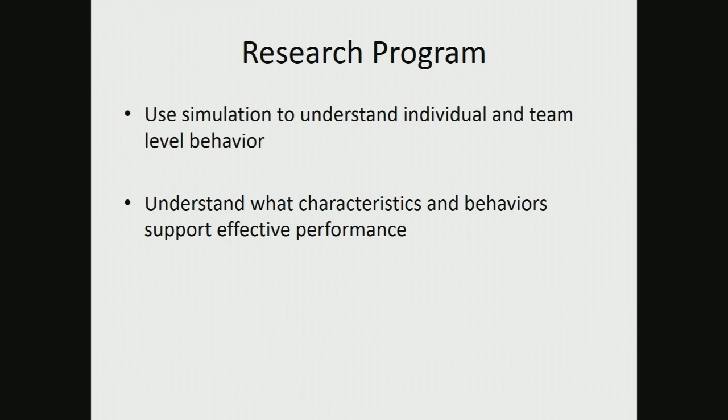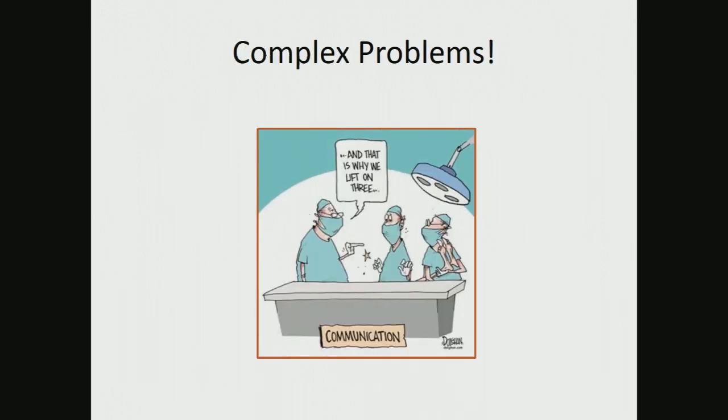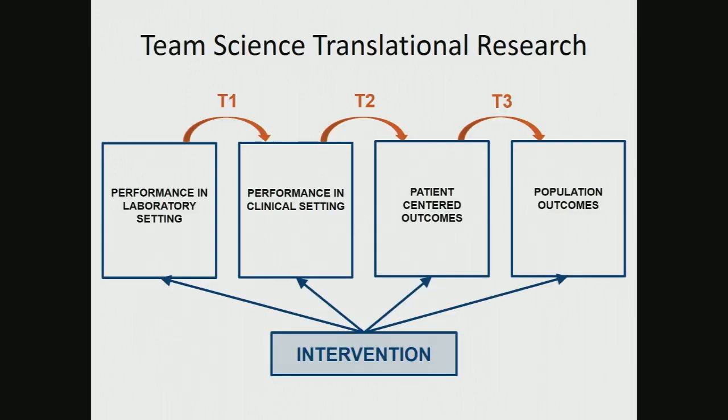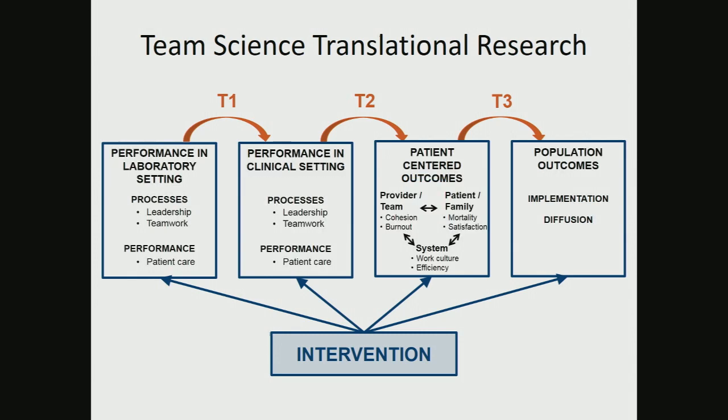And what characteristics of the individual, the team, the system support effective performance. So these are complex problems. These are not complicated problems. And that alone is a challenge. So we tried to then build this model to make sense for our work. And we have performance in a laboratory setting.